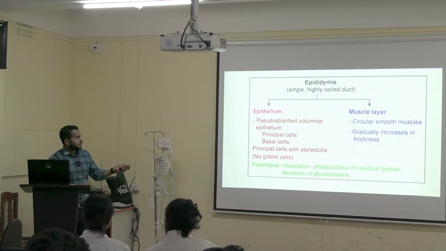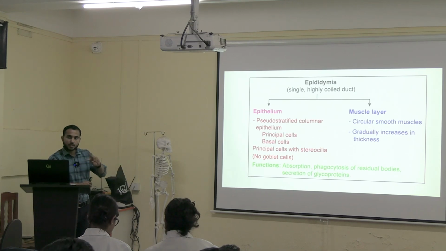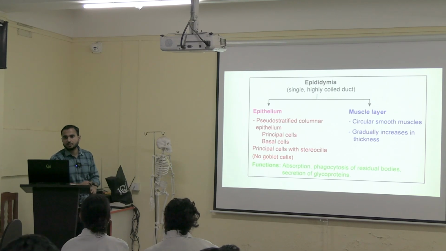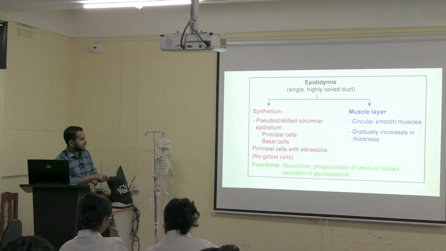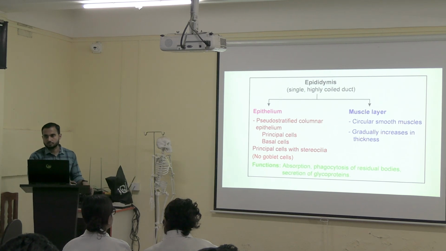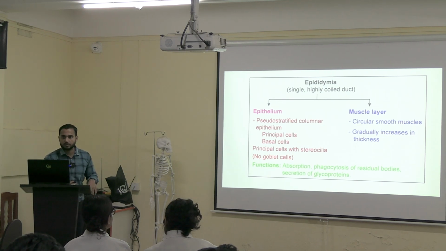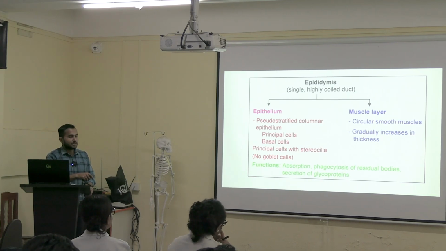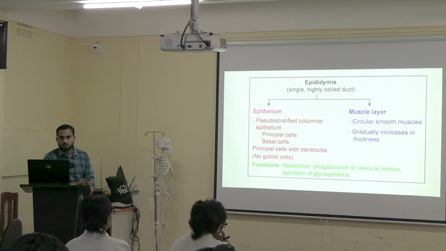In case of epididymis, see the lining epithelium, it is pseudostratified columnar epithelium. Here two types of cells are there, principal cells and basal cells. Principal cells are tall and have stereocilia. Stereocilia are modified microvilli, non-motile. And goblet cells are absent. In epididymis, we get a circular smooth muscle layer. Only one layer of circular smooth muscle cells is present, which is absent in case of testis.